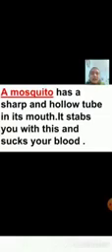Yes, a mosquito has a sharp and hollow tube. Hollow means what? It is empty from inside, right? A mosquito has a sharp and hollow tube in its mouth. It stabs you with this and sucks your blood. As you can see in the picture, how the mosquito is sucking blood.